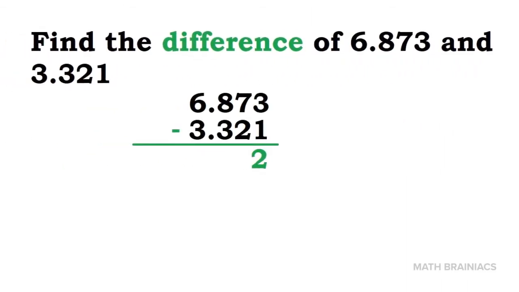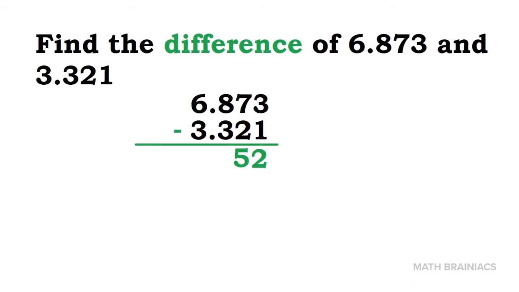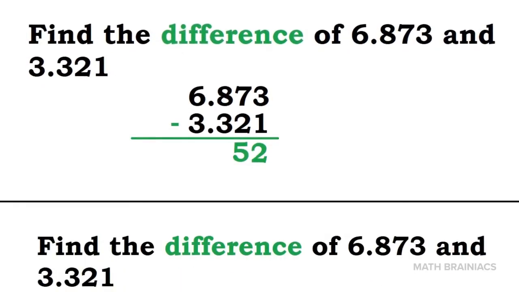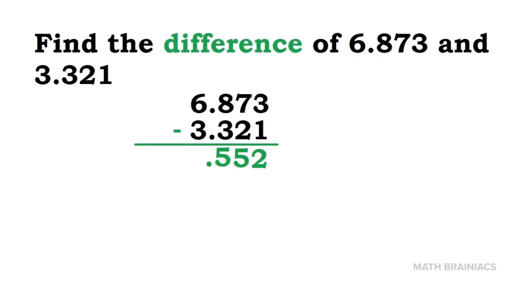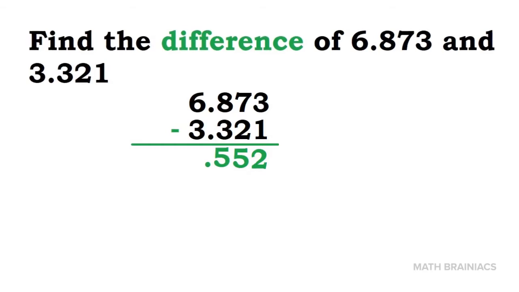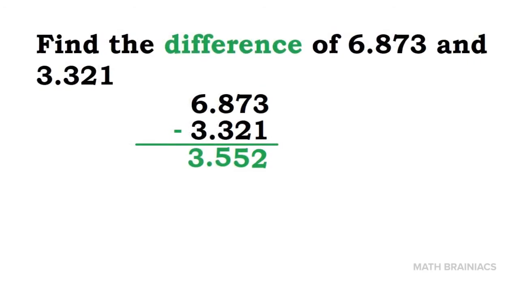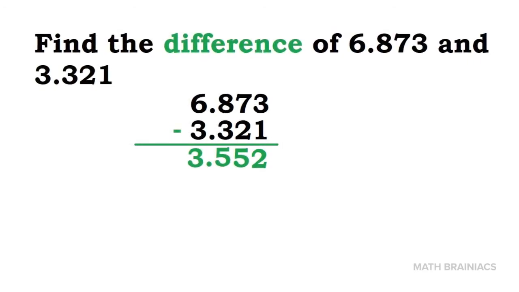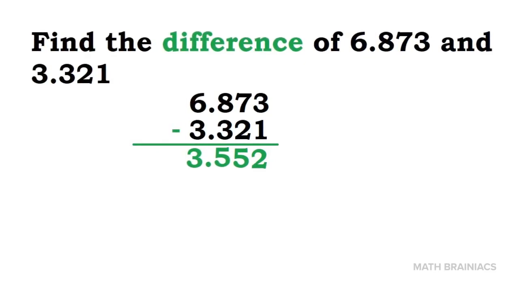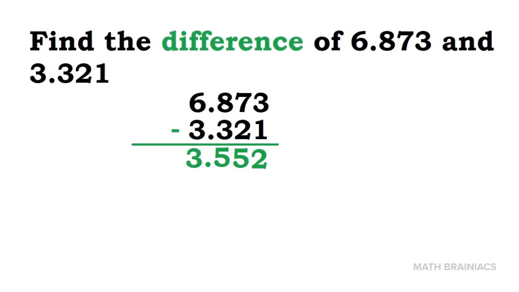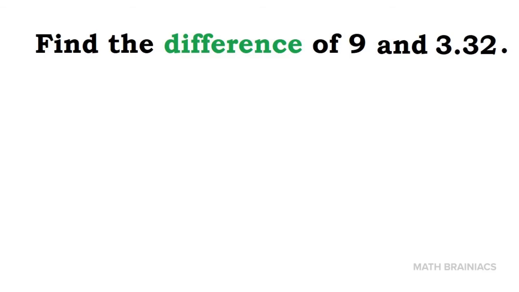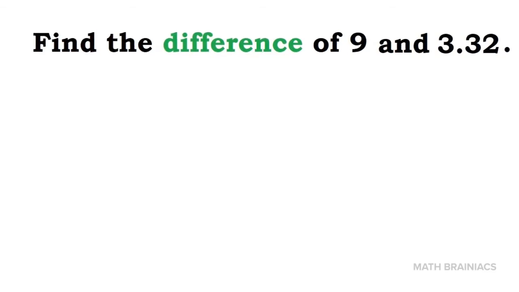Accordingly, 3 minus 1 will give us 2. 7 minus 2 is equal to 5. 8 minus 3 is equal to 5. Then, we are going to write down the decimal point as aligned. And finally, 6 minus 3 is equal to 3. Therefore, 6.873 minus 3.321 will give us 3.552. Let us work on this example so that you can hit it off.